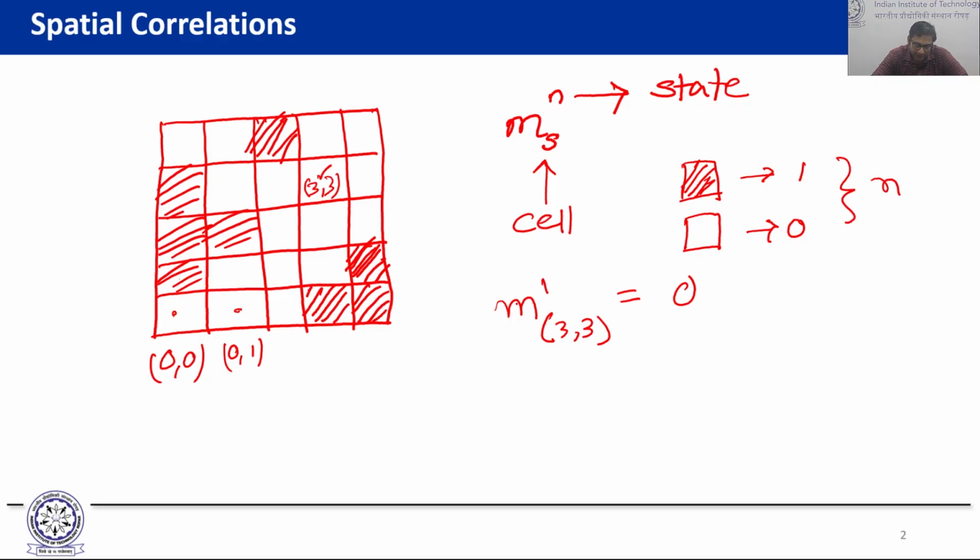When I am writing m superscript 1, it means I am basically writing the probability of finding the state represented by the number 1 in this specific cell 3, 3. So since I do not have this filled state in this particular cell, I write m1 of 3, 3 as 0. If I were to write m0 of 3, 3, this would come out as 1, because this is basically an empty cell. Now actually this is a probability, so it will not really be 1. It is going to be 1 over something.